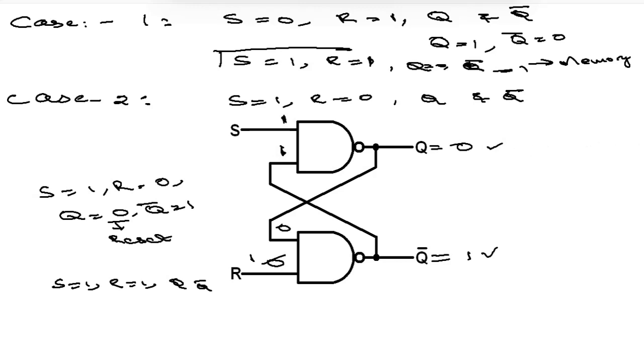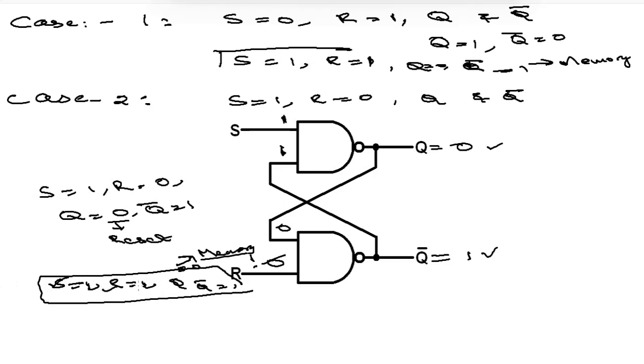So when S equal to 1, R equal to 1, the Q value will be 0 and Q bar will be 1. So the value cannot be changed. So this condition is called as memory condition. Here the data will be stored. When S equal to 1, R equal to 1, this condition is called as memory condition. That is memory condition.